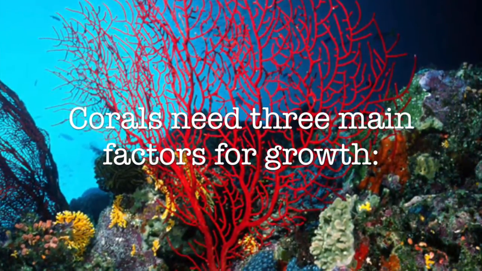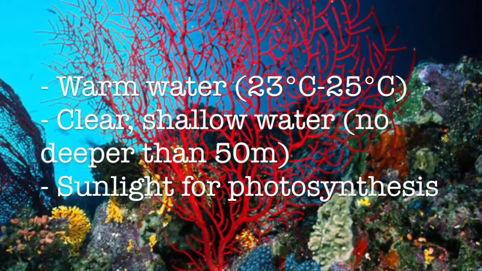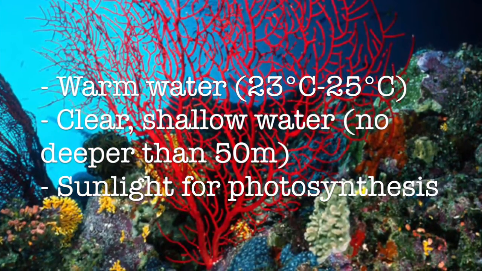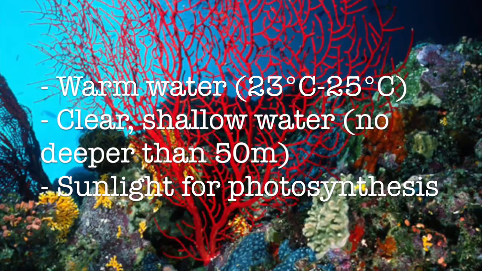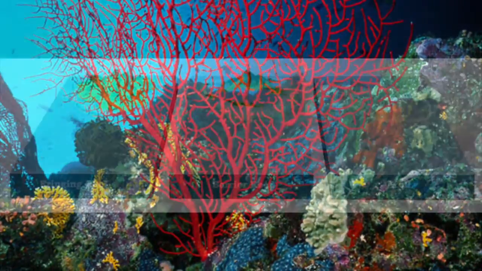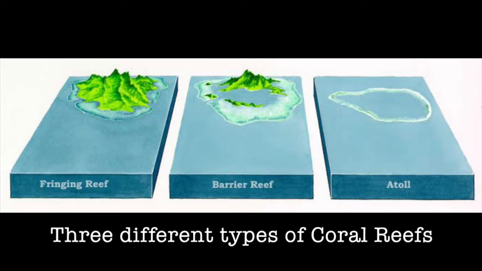Corals need three main factors for growth: warm water between 23 to 25 degrees, clear shallow water no deeper than 50 meters, and sunlight for photosynthesis. Three different types of coral reefs.